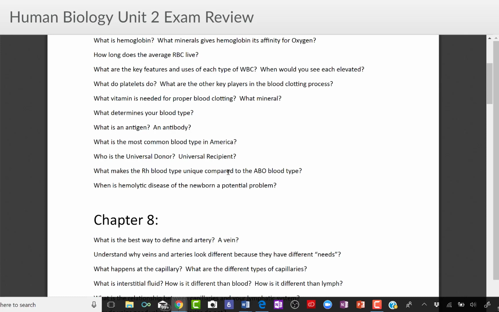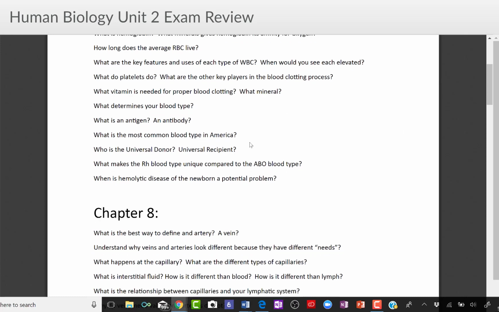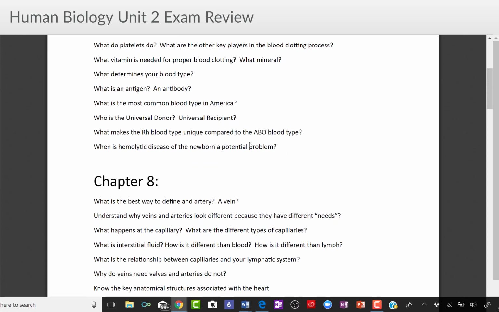All right, what's the most common blood type in America? From the ABO system, it is type O blood, and then about 84 or 85% of Americans have positive blood with the RH system. So O positive would be the most common blood type in America. Who is the universal donor and the universal recipient?